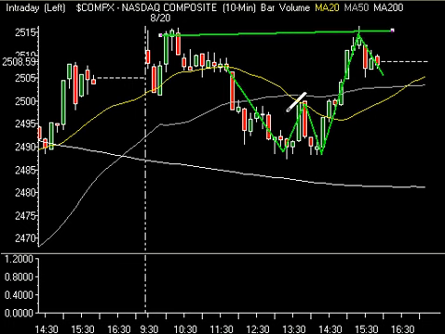All right. So again, W V formation. Watch for this possible move higher here over the next day or so.